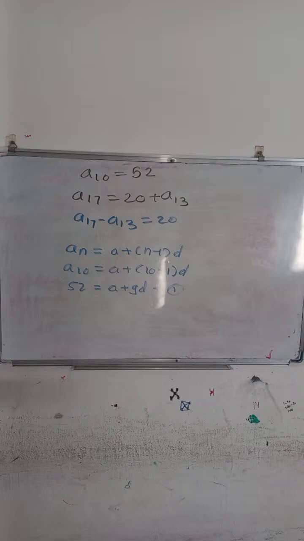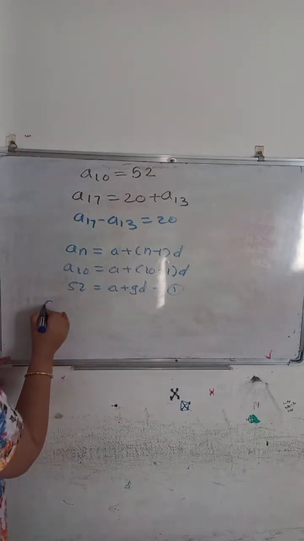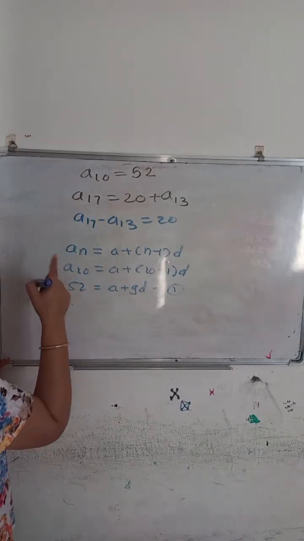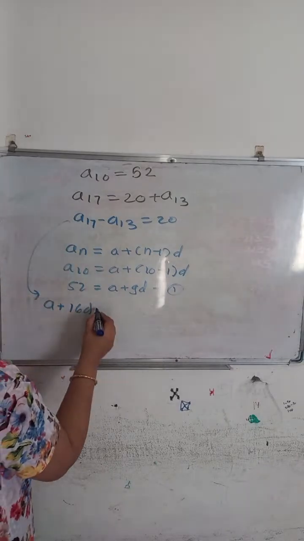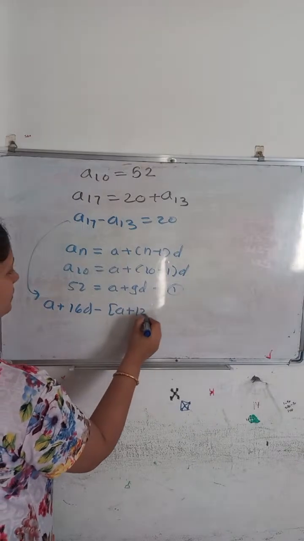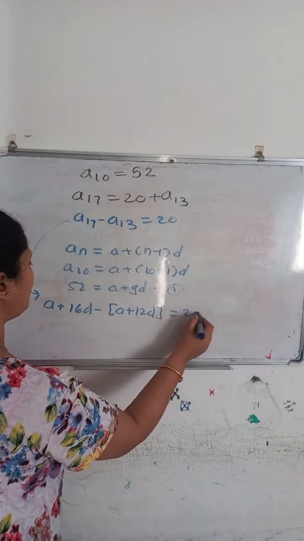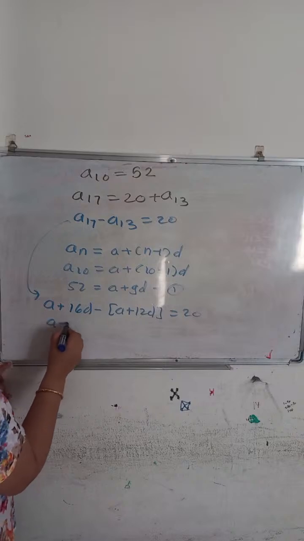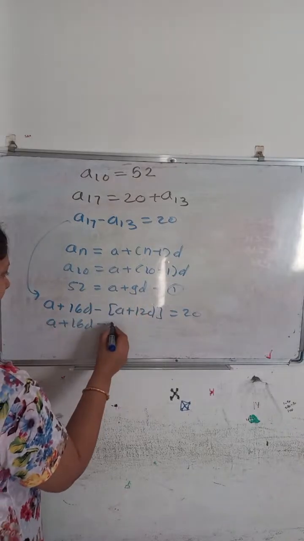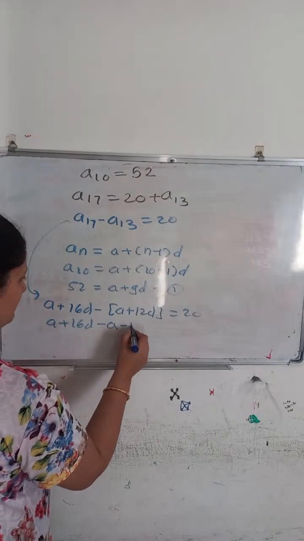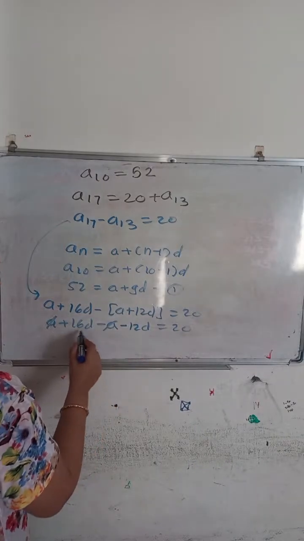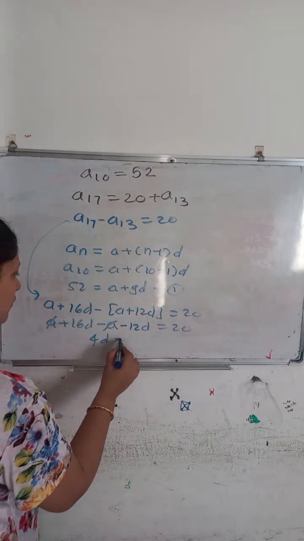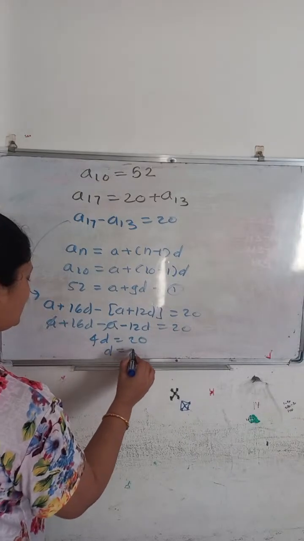Now for A17 we can write a plus n minus 1, that is 16d, minus a plus 12d is equal to 20. So a plus 16d, minus sign inside the bracket multiplies, minus 12d is equal to 20. So a minus a gets cancelled. 16 minus 12 is nothing but 4d is equal to 20. So d is nothing but how much?